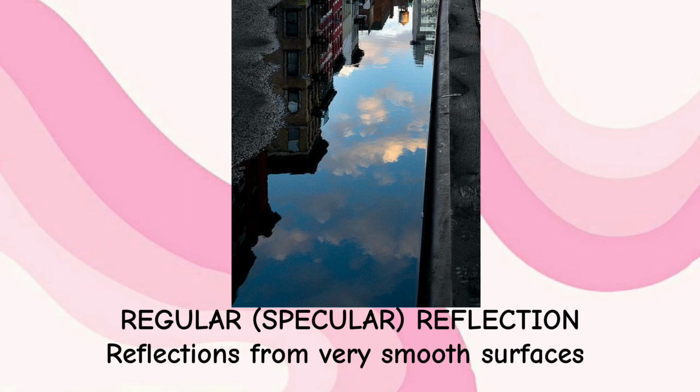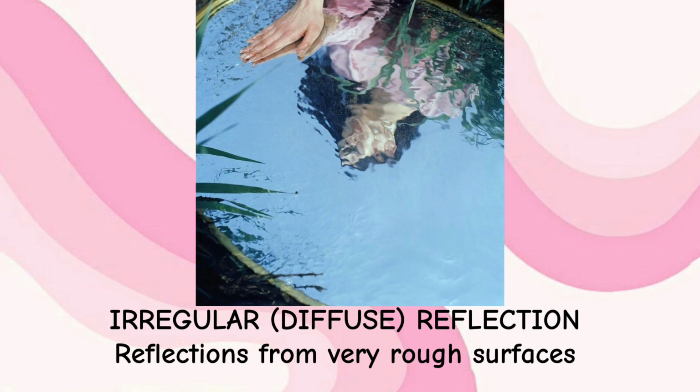Now that you know the difference between real image and virtual image, let's go find out what a mirror is. A mirror is a smooth, reflective surface that produces an image of whatever is placed in front of it. Like this. Regular reflection: reflections from very smooth surfaces. Irregular reflections: reflections from very rough surfaces.